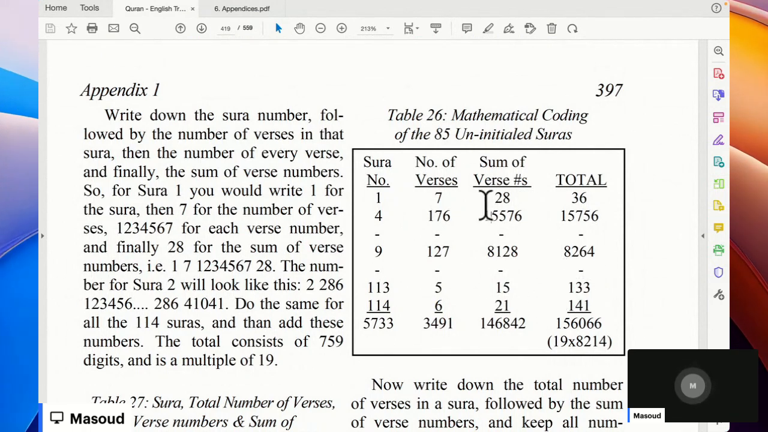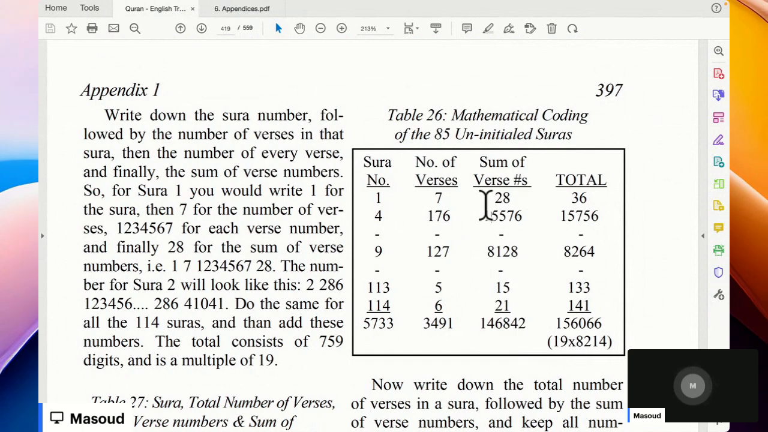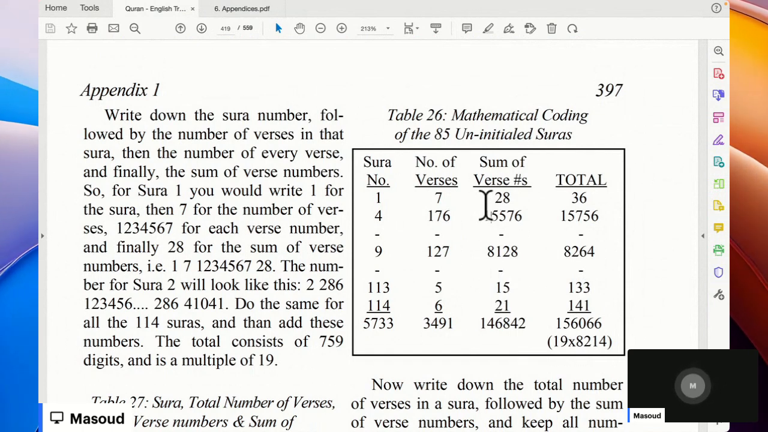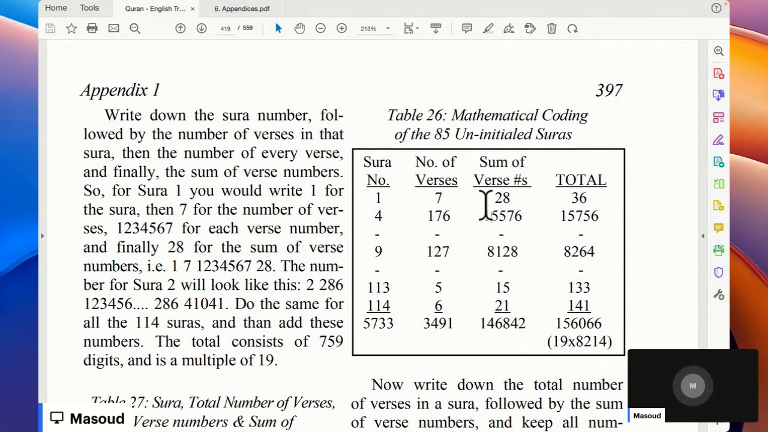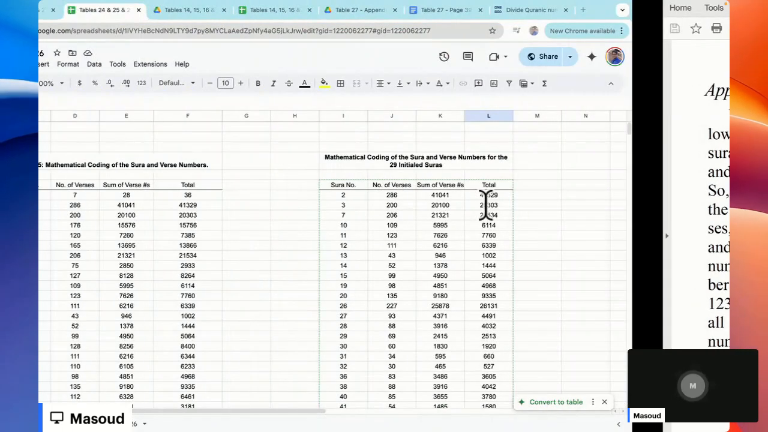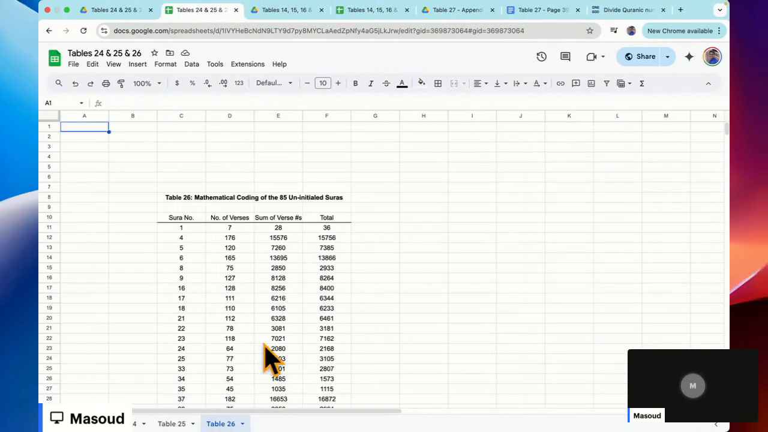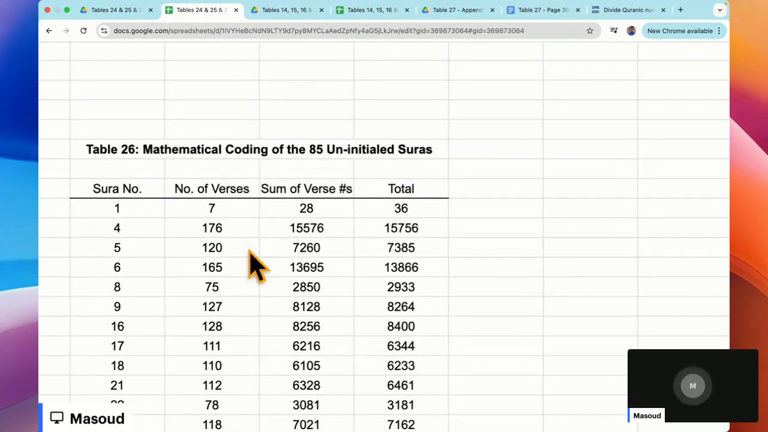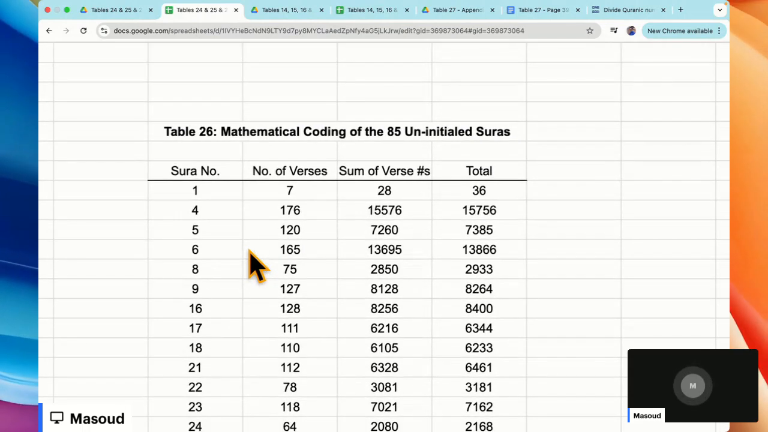And again, I have opened it up. You would be able to see it for yourself. God willing, I'm going to leave the link for the Excel sheet underneath the video, so you would be able to take a look at it. Now, table 26, mathematical coding of the 85 uninitial surahs.